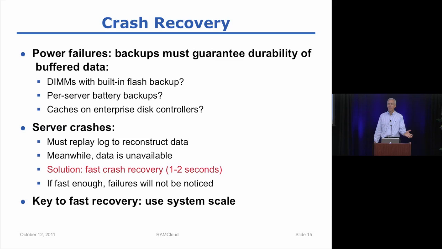And in fact, we have not saved any metadata that allows you to do random access to disk. The only way to recover after a crash is to read in the entire log for that server, and replay it so that we can reconstruct the hash table. While we're doing that, unfortunately, you can't service requests. So the way we've solved this problem in RAMCloud is to make crash recovery really, really fast.